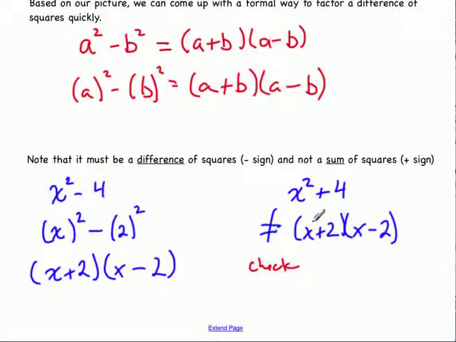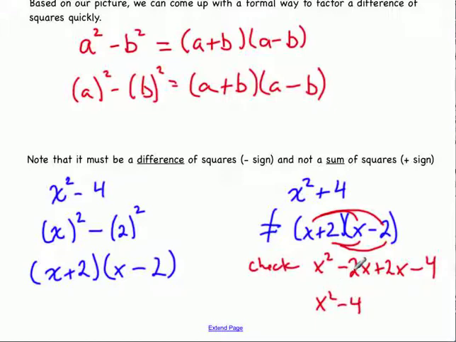by re-expanding. So x squared minus 2x plus 2x minus 4. This would give me x squared, minus 2x plus 2x goes away and I'm left with 0x, minus 4. These two things are not the same, so be careful when you have a sum of squares versus a difference of squares. This is okay. This, no, not good.